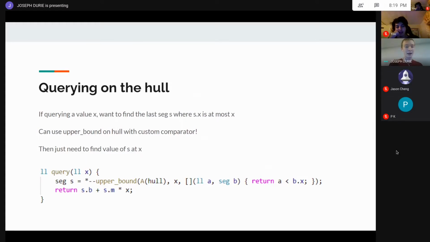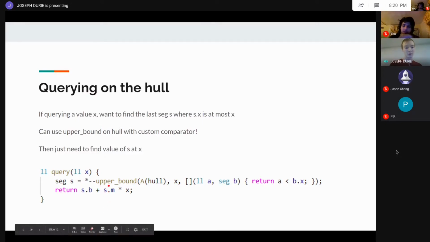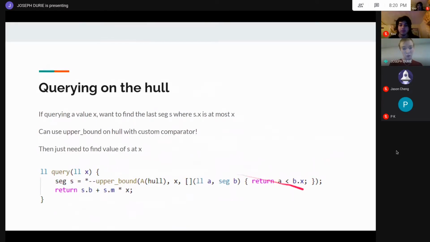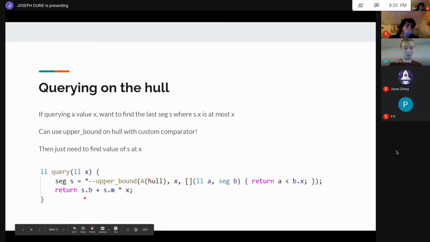And note that we don't have to be really careful about the equals case, because if there is a segment with an x value exactly equal to our query x, we can use either line because they'll be the same value there. So lower bound would work just as well here. Then once we have that segment, all we need is the value of that segment at position x. So we just return the y-intercept plus slope times x.